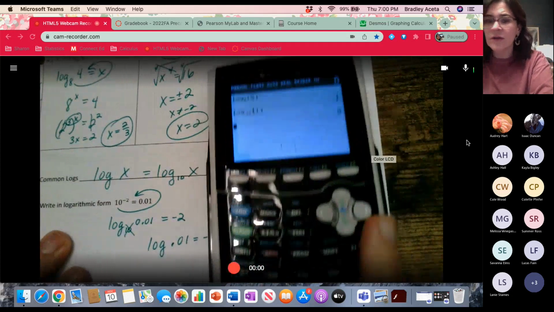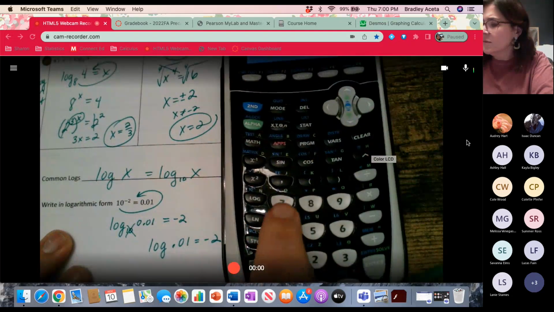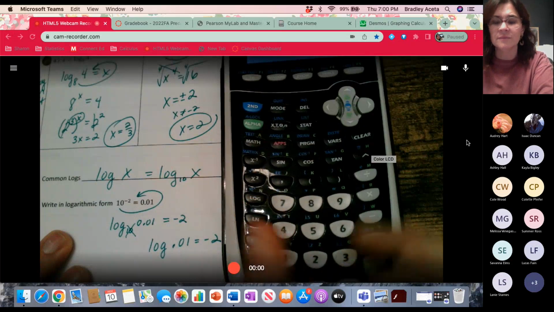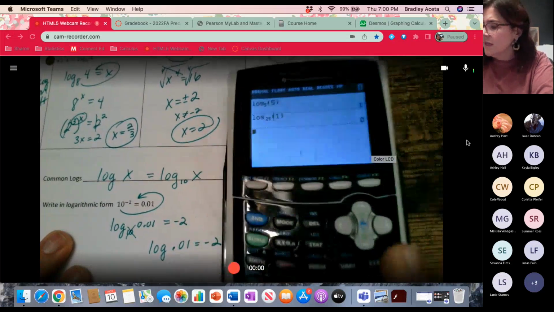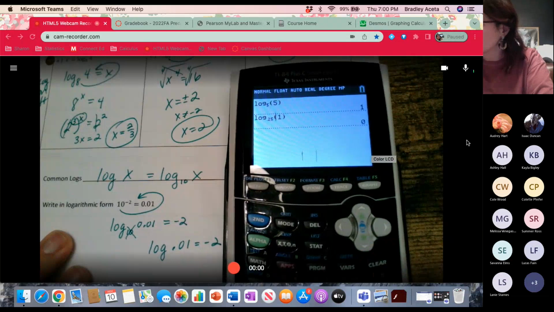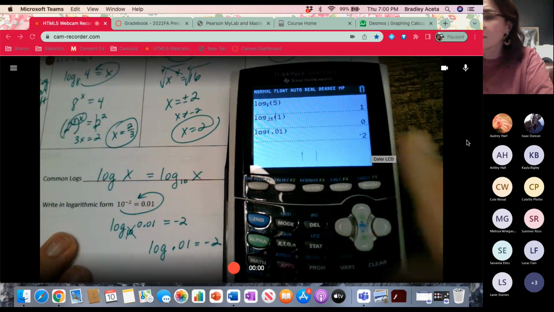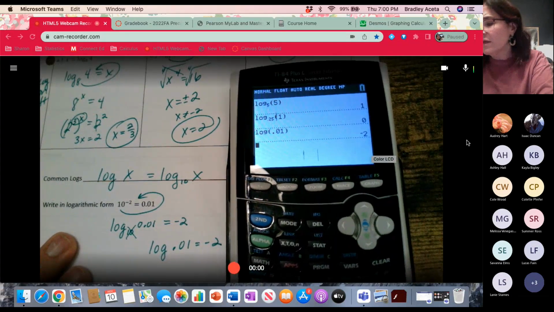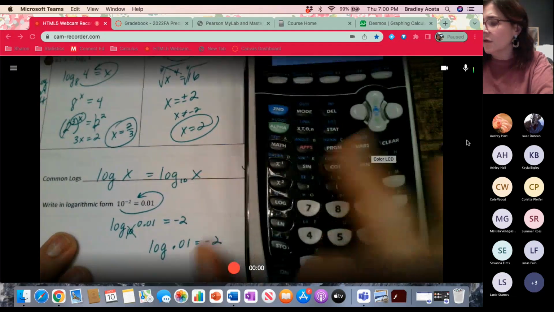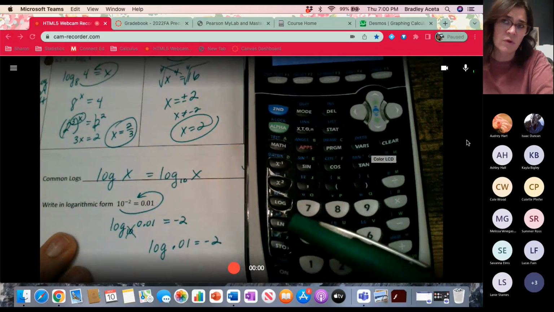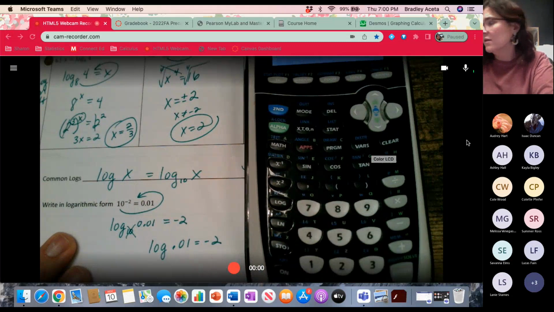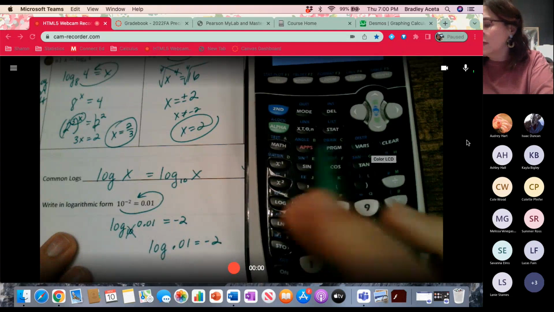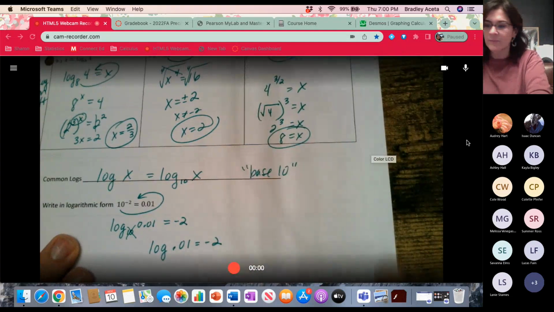And there is a button on your calculator. If you look right next to the number 7, it says log. If you just type log of 0.01, you get -2. The common log is that button right there where it says log. And like I said, most 4-function calculators have it, even your phone, if you turn your calculator to the side, it'll have the log button. And that's only for base 10.